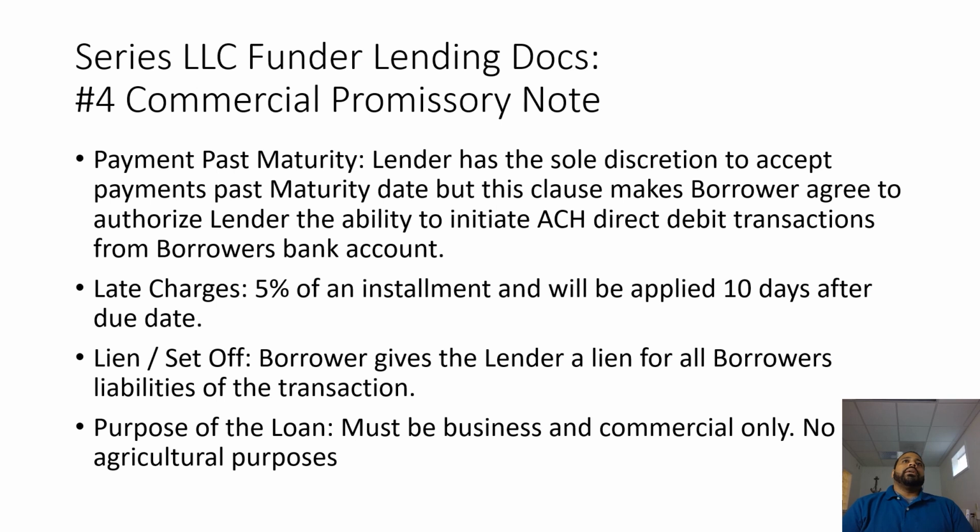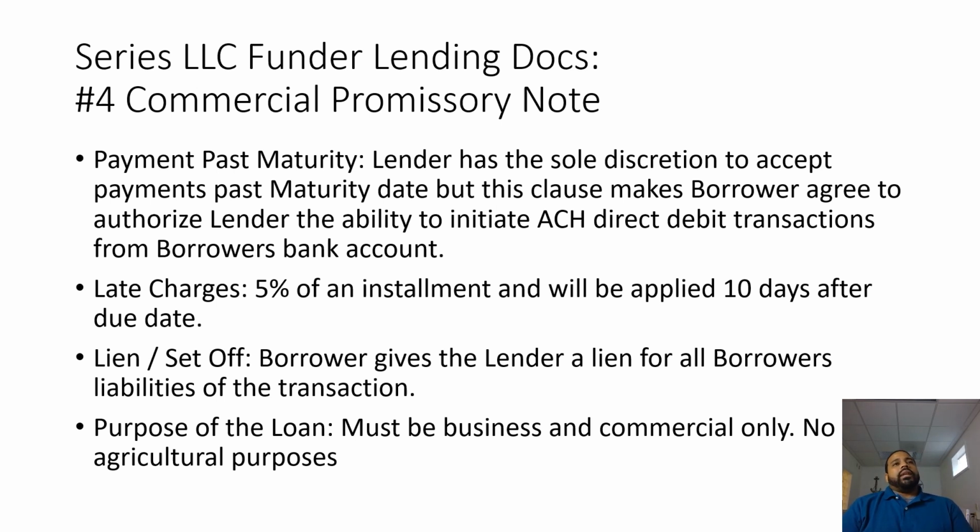Late charges on any installment, so any monthly payment or whenever the installment date is, will be 5% of the installment and will be applied 10 days after the due date. Lien and set off. Okay, the borrower will give the lender a lien on this transaction. So this commercial promissory note will be a lien recorded against the property.